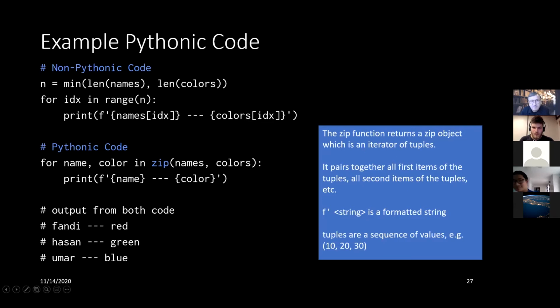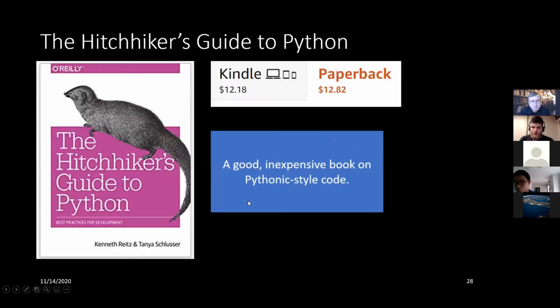Okay, so that's just one example. There's a book that's good, inexpensive, that talks about Pythonic style code, which is only about $12 on Amazon. So the Hitchhiker's Guide to Python might be a good book to look at. There is lots of information online, so there's no need to really purchase anything, but that's one notable book and not expensive, like I said.